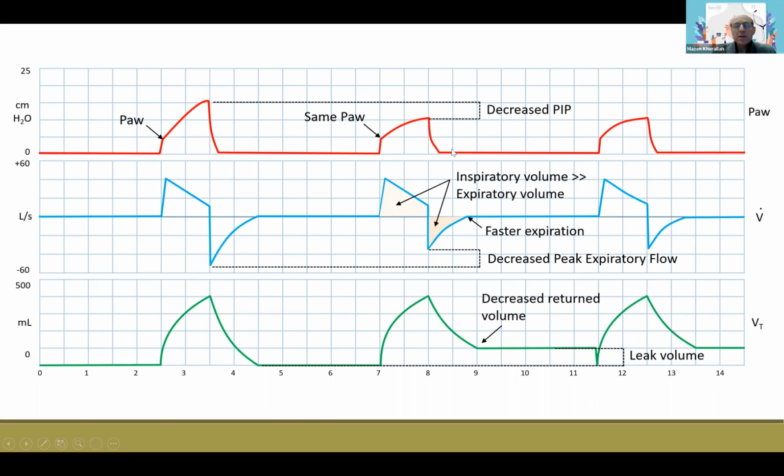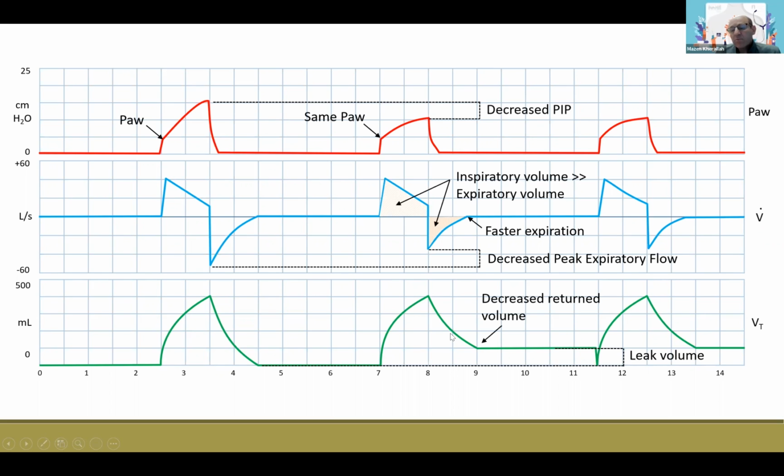So again, to summarize the manifestations of air leak on the ventilator, first, you have a decreased peak inspiratory pressure. Number 2, the inspiratory volume is higher than the expiratory volume. Number 3, the peak expiratory flow is lower, and the expiration is faster than the previous one.